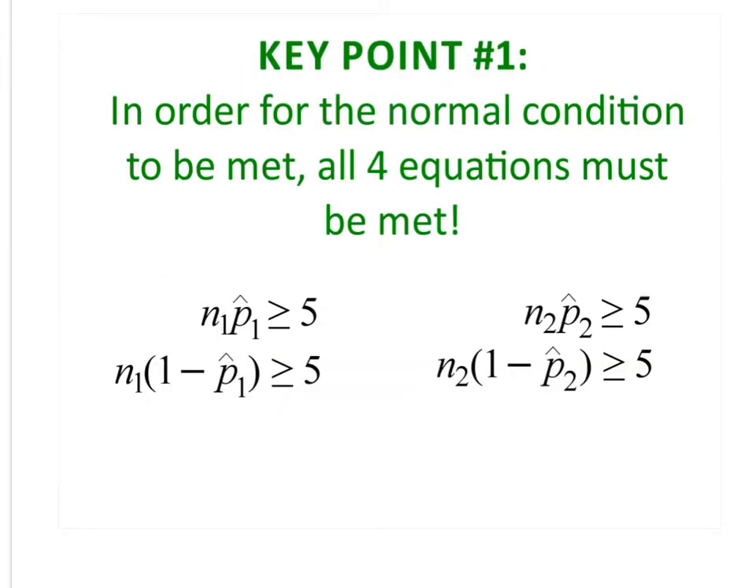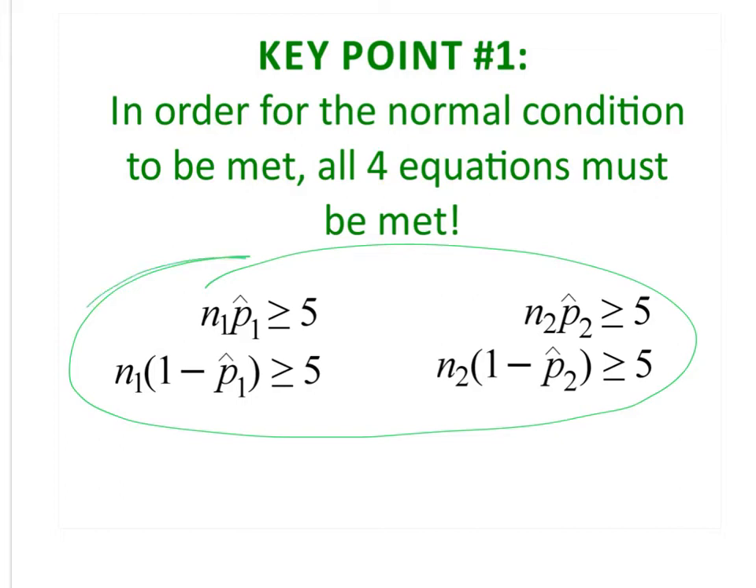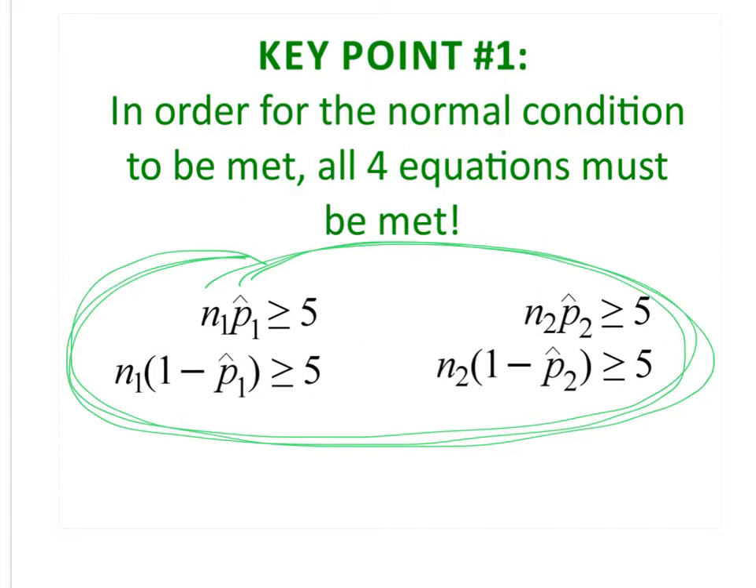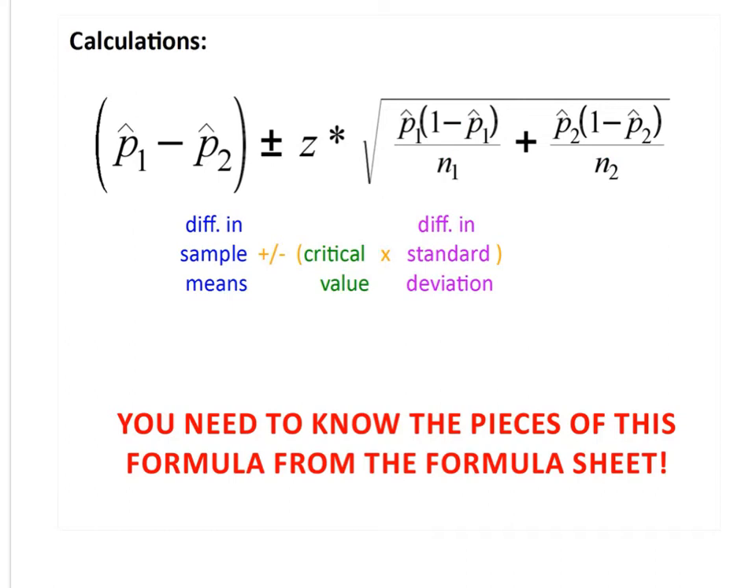So key point number 1, just to kind of hone it in a little bit more, in order for the normal condition to be met, all 4 of these have to be true. So make sure that you check all 4 of these. You have to show your work for all 4 of these. I know that seems tedious, but we have to make sure that I can do inference on these different problems by checking this condition. So once I check my condition, I can then do my calculations. So take a minute, pause this video, and write down this giant formula.